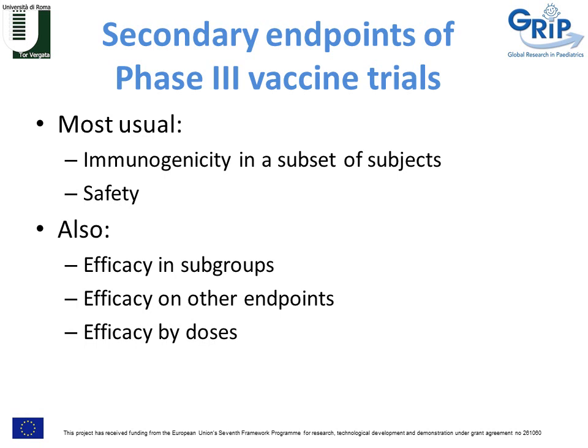Besides the primary endpoints, a Phase 3 trial will typically also have a number of secondary endpoints. Most typically, the immunogenicity of the vaccine will be measured in a subset of the participants. Safety, if not a primary objective, will always be a secondary objective. Not infrequently, efficacy may be measured in certain predefined subgroups, will be measured for different endpoints than the primary one, and, typically for vaccines that require multiple doses to achieve optimal protection, efficacy will also be measured by the number of doses administered, for as far as possible.